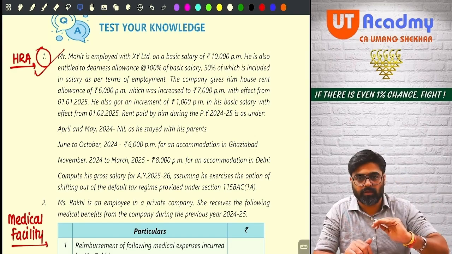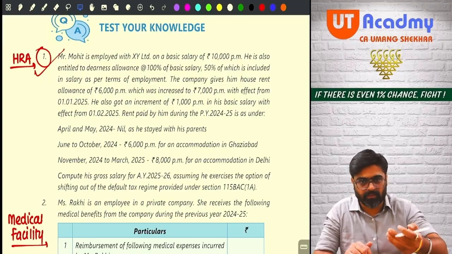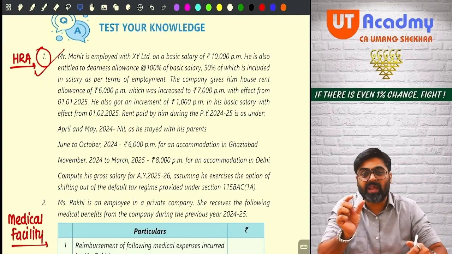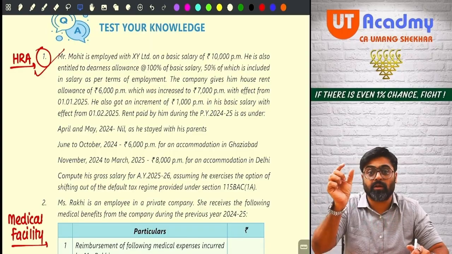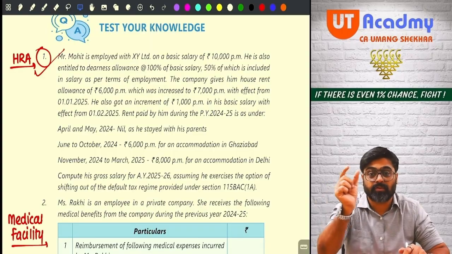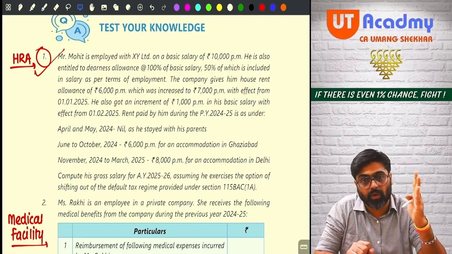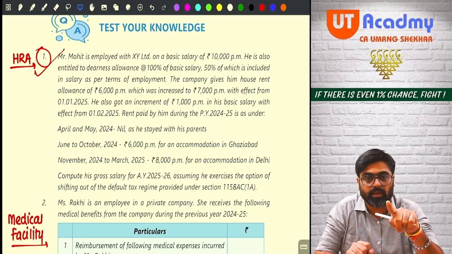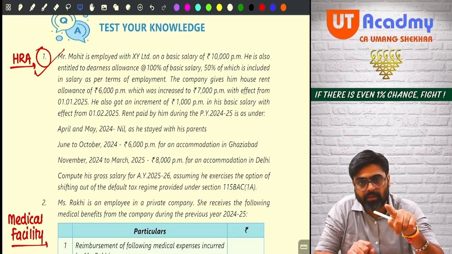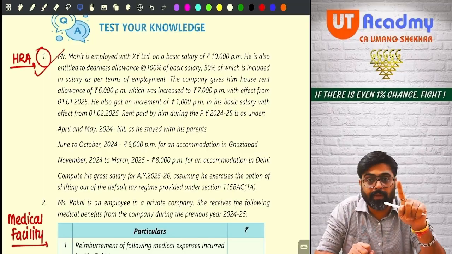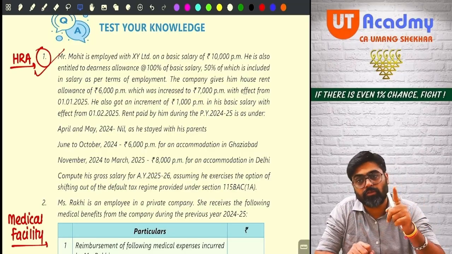Of which 50% is included in terms of employment. Meaning that 50% is in terms of DA, and the balance 50% will not be in terms. So if salary is 10,000, 100% of 10,000 will be 10,000. So you are going to get 10,000 rupees DA, of which 50% is in terms and 50% is not in terms.